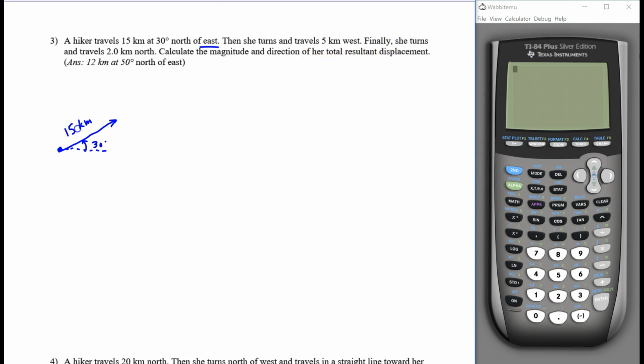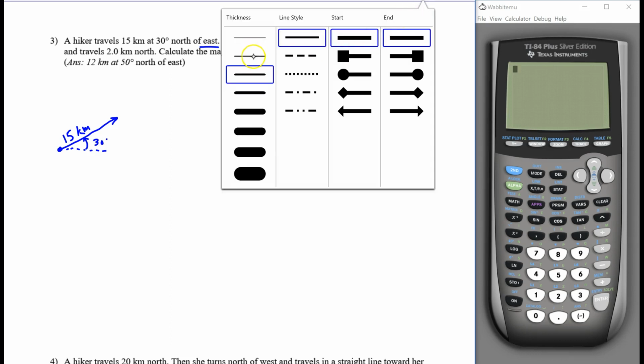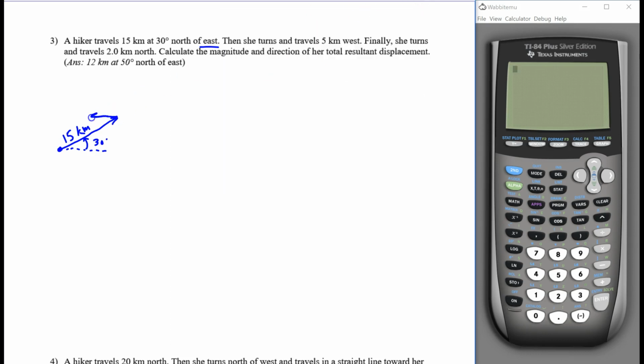Let me try and move this text downward so I've got room to show her westward. All right, let me take my pen. 5 kilometers to the west. Finally, she turns and travels 2 kilometers north. Calculate the magnitude and direction of her total displacement, her resultant displacement.